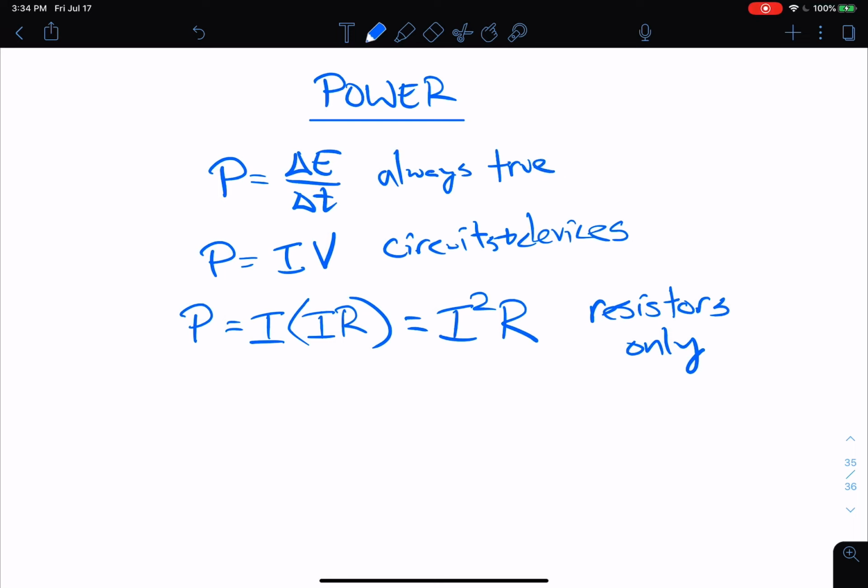And to be specific, I squared R, that is the power loss. That is the rate at which electrical energy is being transformed into thermal energy. And so that means it's gone, it's lost. So when you're talking about the thermal losses of a power line, you're talking about this term here, I squared R. You take the current, you square it, you multiply it by the resistance of the power line. That's the power loss. That's the rate at which energy is being lost by virtue of passing through the power line or any wire. This is always going to be the case.